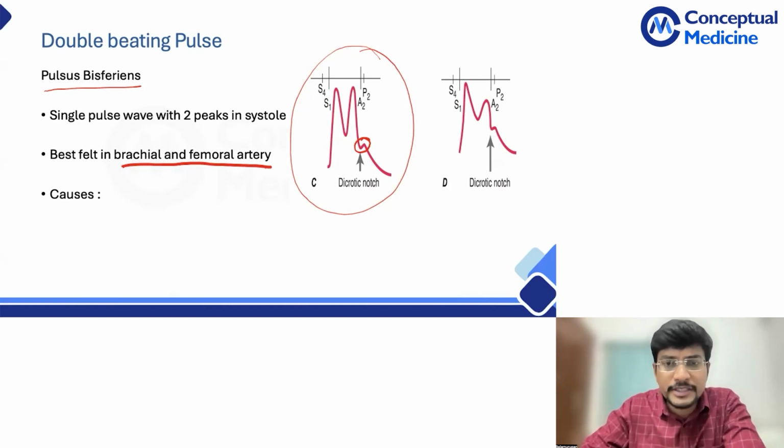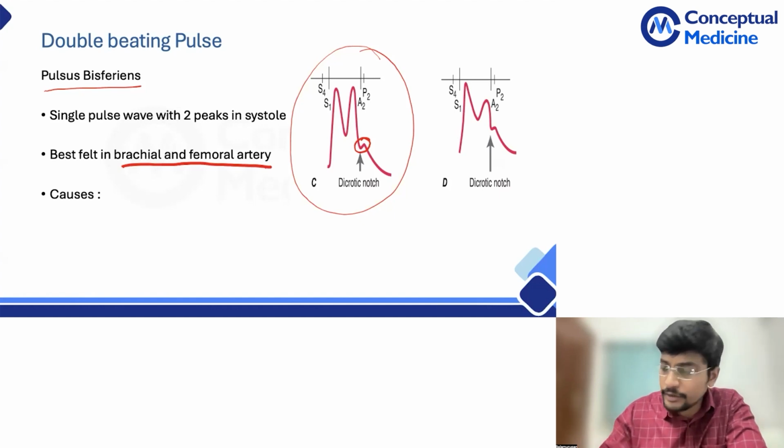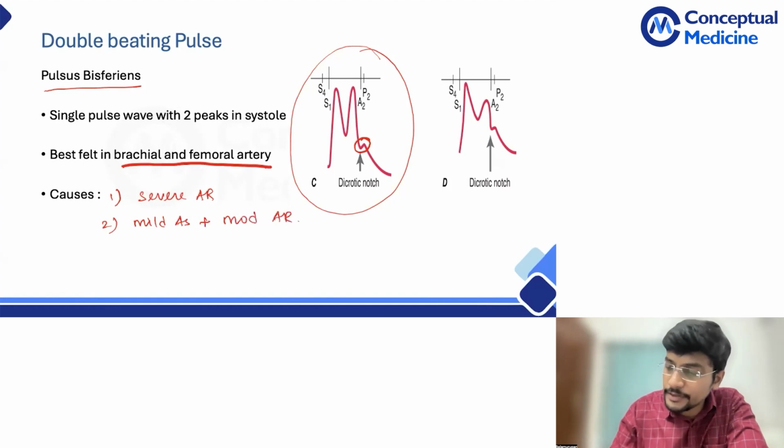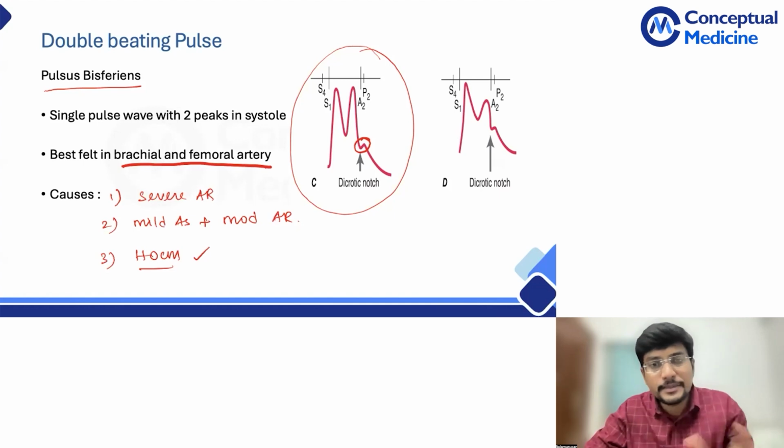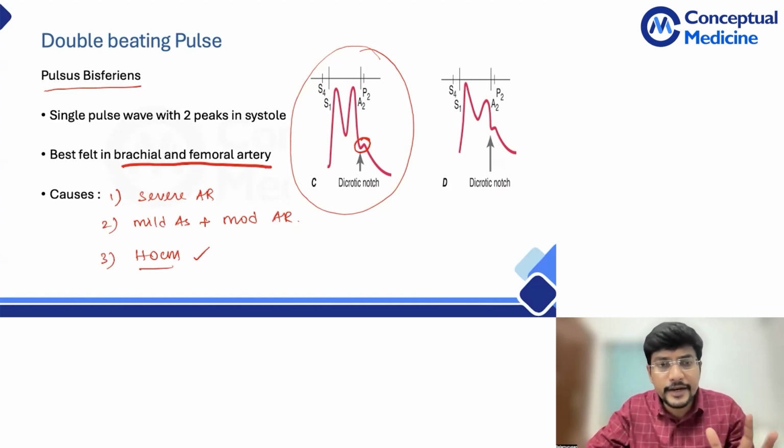So what can cause bisferiens pulse? You all know it is severe AR. Mild AS with moderate to severe AR can also cause a bisferiens pulse. And HOCM, hypertrophic obstructive cardiomyopathy, can also cause bisferiens pulse. We'll see what is the difference between the bisferiens pulse in aortic regurgitation and in HOCM.